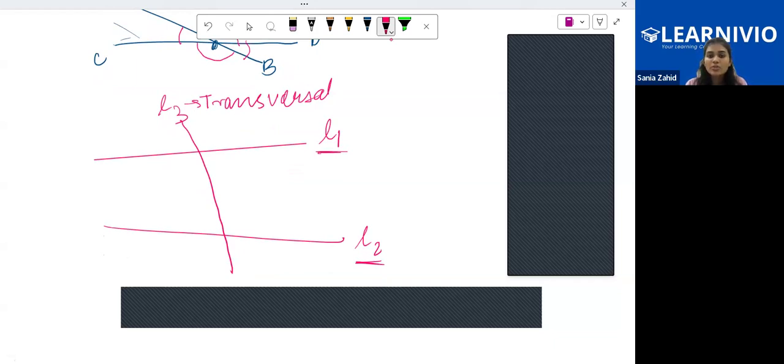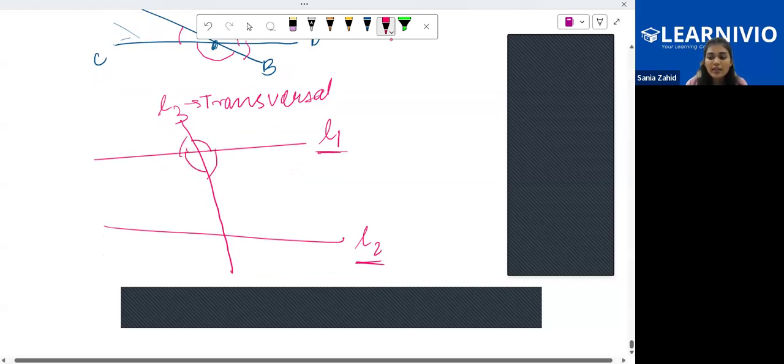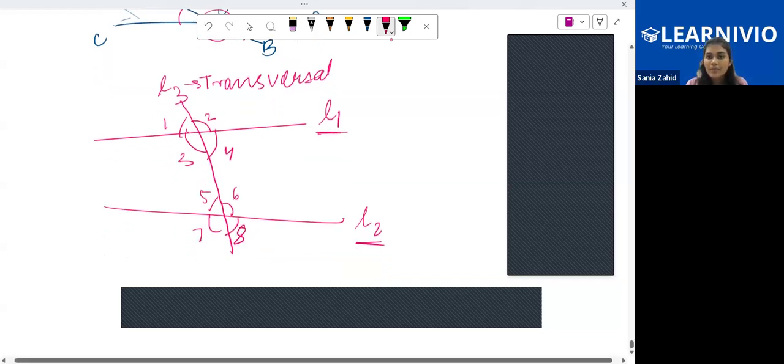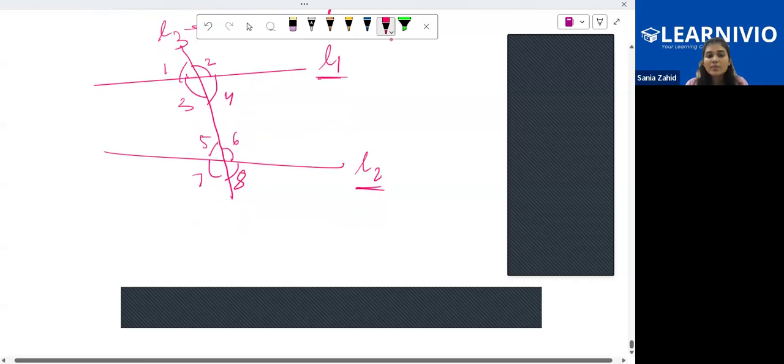Now see, how many angles do you have? You have this angle, this angle, this angle, and this angle. So I can name 1, 2, 3, 4. And similarly, I can name 5, 6, 7, 8. I can name all these angles like this. Now, I can call these pairs as, first of all, angle 2 and angle 3.